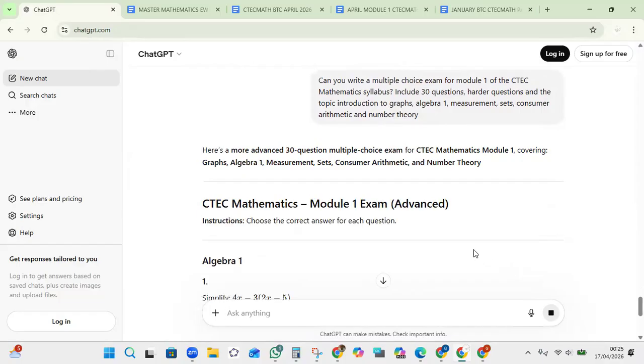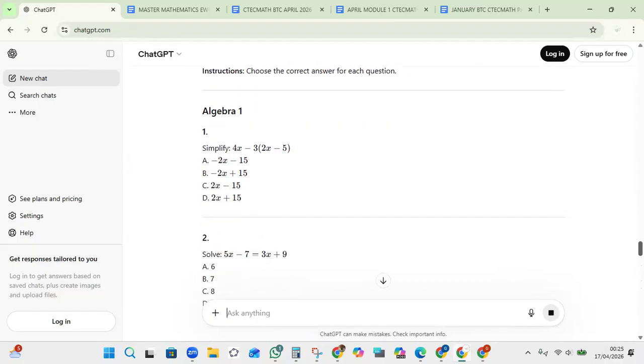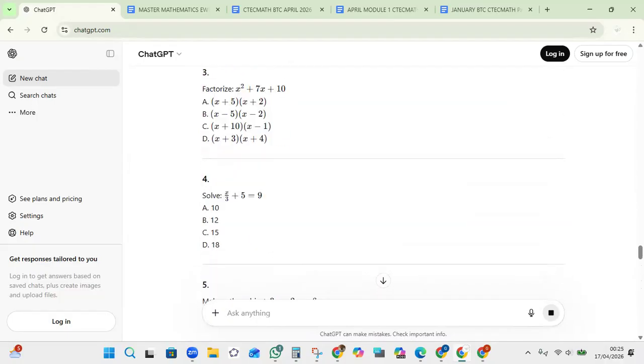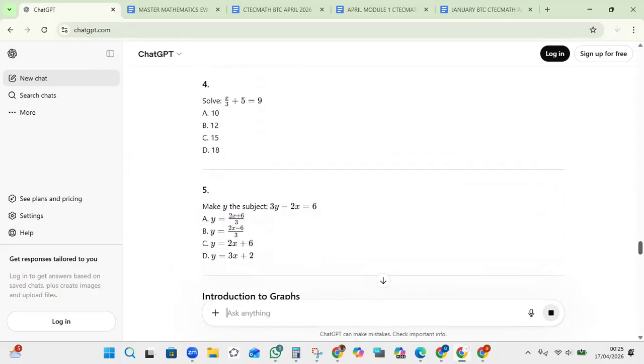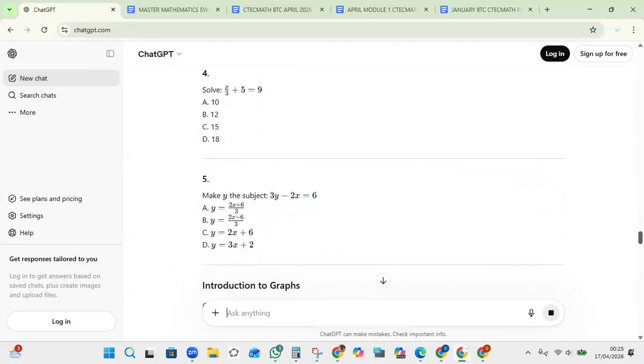Here is a more advanced 30-question multiple choice exam for CTEC Math covering graphs, algebra 1, measurement, sets, consumer arithmetic, and number theory. And here you've got it. And you can ask it to explain any one of them that you don't understand. For example, here, make y the subject. Here you have to add 2x because 2x is subtracting, so you add 2x and then you divide by 3. So the answer must be y equals 6 plus 2x, all divided by 3.